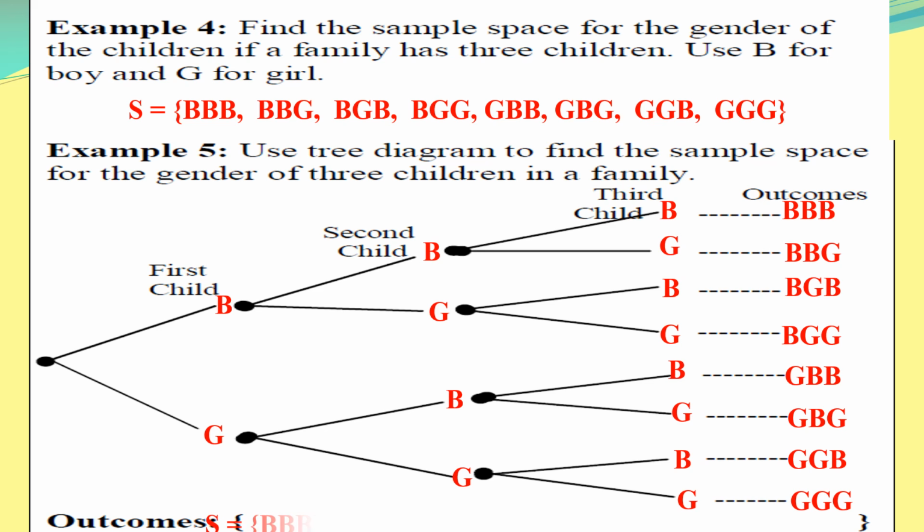So, listing all the outcomes, we have boy, boy, boy, boy, boy, girl, boy, girl, boy, boy, girl, girl, and so on until girl, girl, girl.